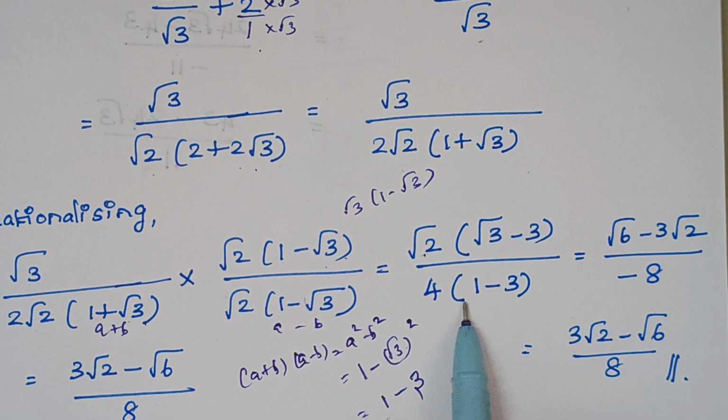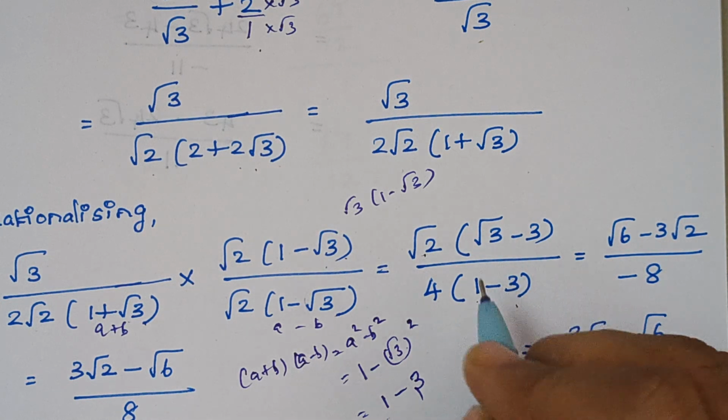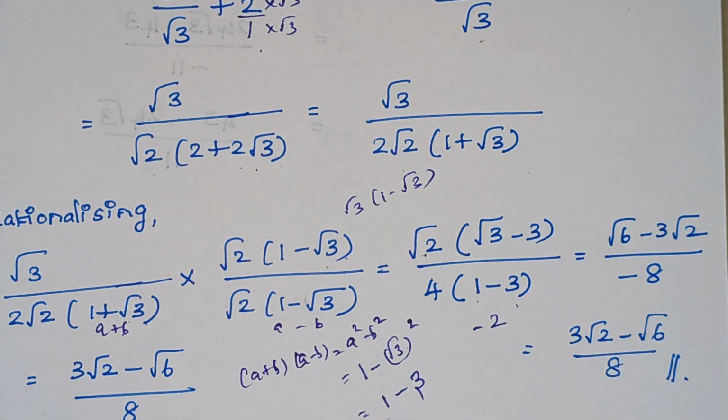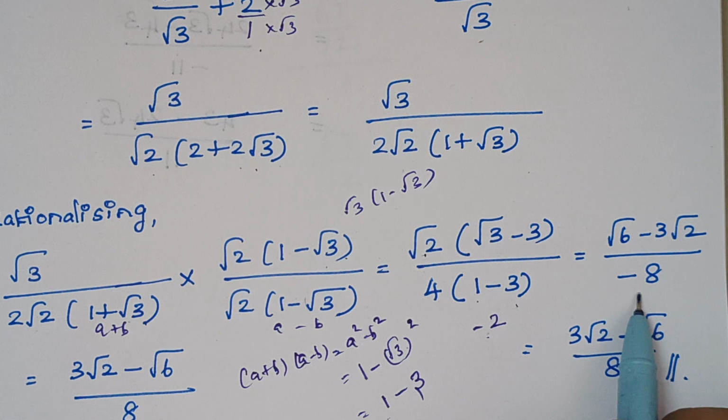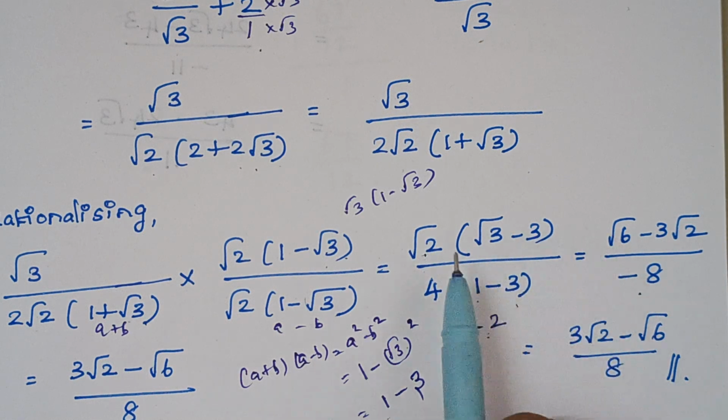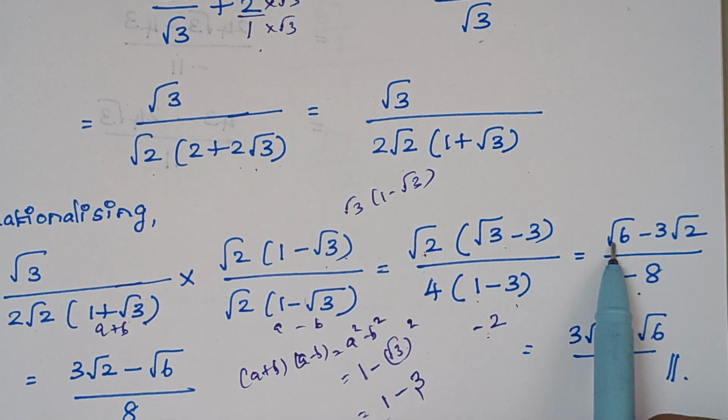So this is what I had written here, right? What is the value of 1 minus 3? Its answer is minus 2, right? So 4 into minus 2 becomes minus 8. And here we are simply multiplying. Root 2 into root 3 becomes root 6.